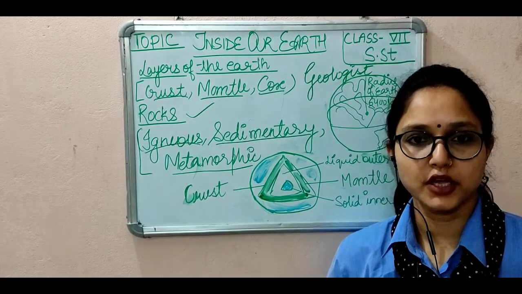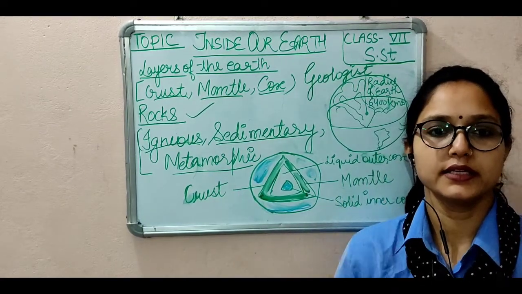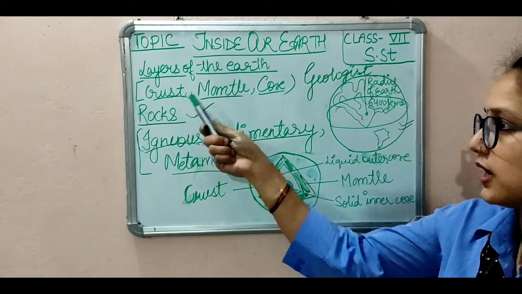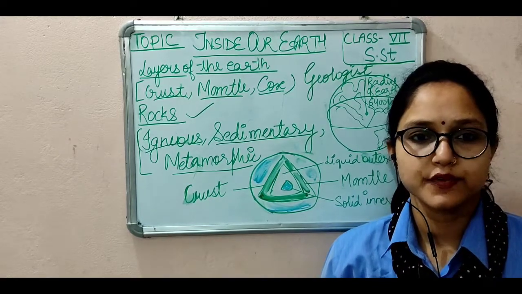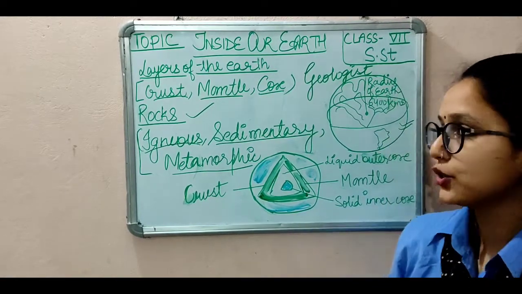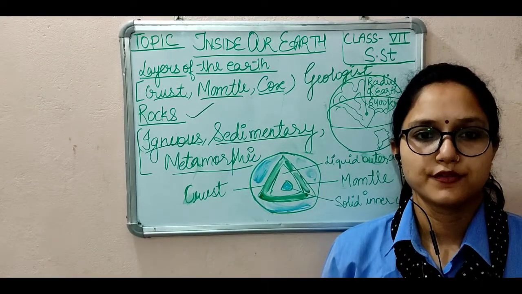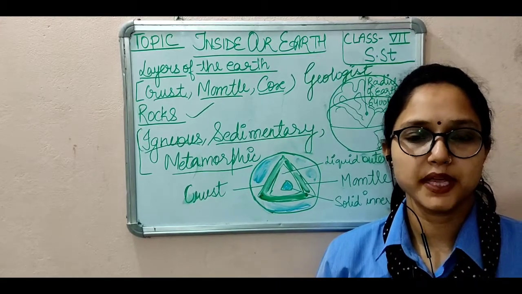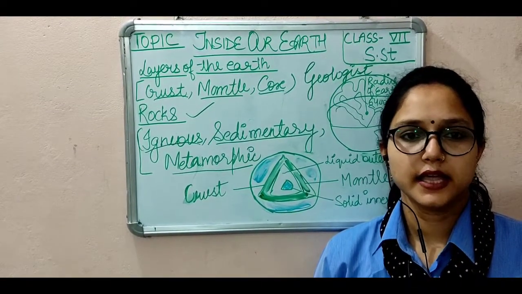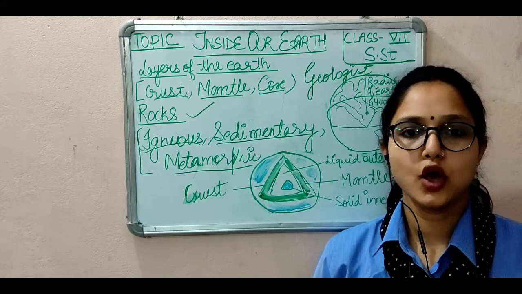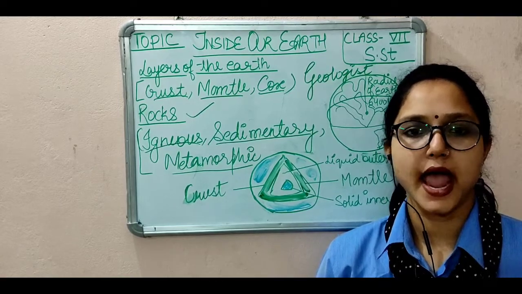At the beginning of this topic, I told you that Earth is made up of three distinct layers: crust, mantle and core. It is very difficult to explain these layers in one sentence, but we need to understand the basic knowledge of these layers. The first layer is crust. It is the outermost layer of the earth. It is a very thin layer, and consists of rocks and minerals.